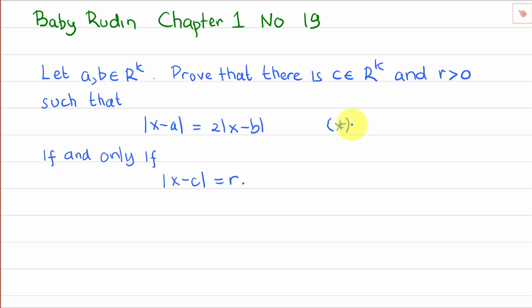Actually, in the book itself, it is given a hint what the c should be and also what r should be. But for me, it doesn't help much. So I did it in another way, not verifying the c and the r that is given in the hint, but showing that the star equality is equivalent to the double star equality. Probably just to have a feeling of the level of difficulty of this problem, you may try the problem for yourself for a moment. So please pause the video and give it a try now.